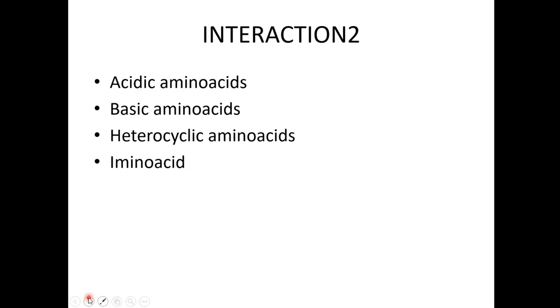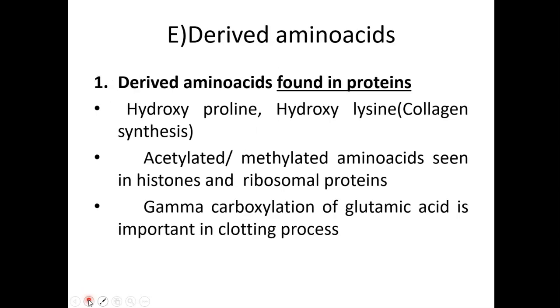What about basic amino acid? Basic amino acids are those amino acids that contain two amino groups and one carboxyl group. So which are the basic amino acids? Name them. Lysine and arginine. Then next one is heterocyclic amino acid. Heterocyclic amino acid examples are histidine and tryptophan. And finally, which one is known as imino acid? Proline is known as imino acid. Okay, that's about our interaction 2.